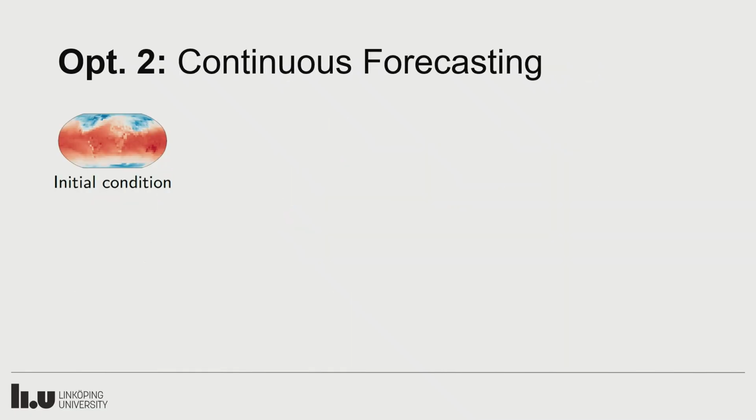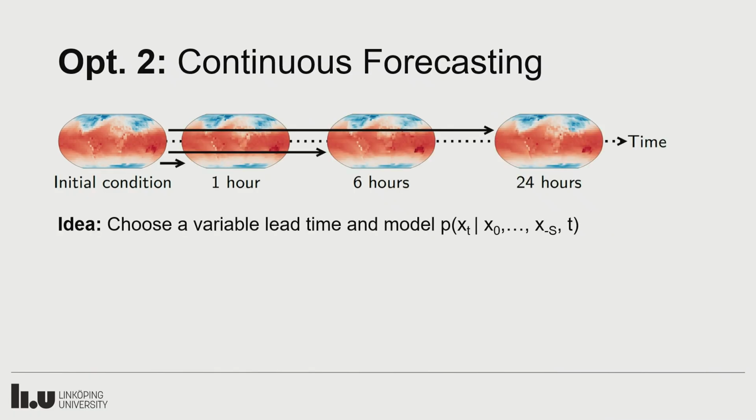So is there another option? Well, there is another option, which I like to refer to as continuous forecasting. The idea then is to not fix the lead time. Let's choose a variable lead time and model this one-step prediction from the previous history to any time t into the future.